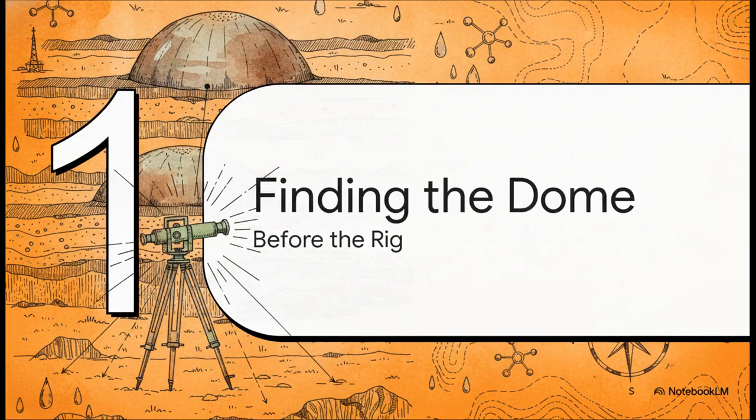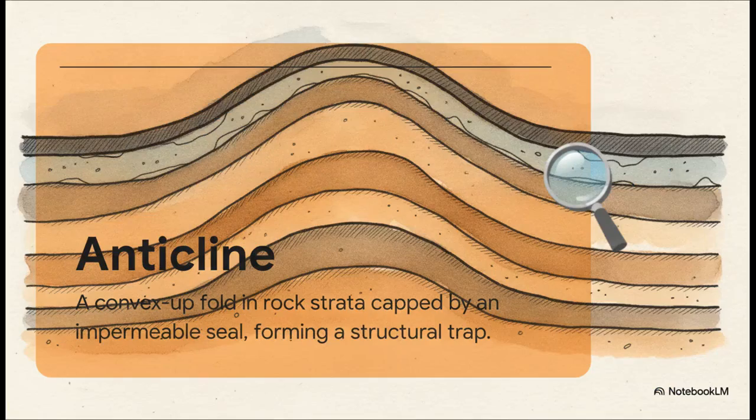Section 1, Finding the Dome Before the Rig. So to understand why this technology had to evolve, we first need to define the absolute core job of site selection. The entire objective here is identifying, before spending a single dollar on a massive drilling rig, where underground rock structures are actually likely to trap hydrocarbons. Early on, methods relied heavily on mapping out these specific dome-shaped structures from the surface.